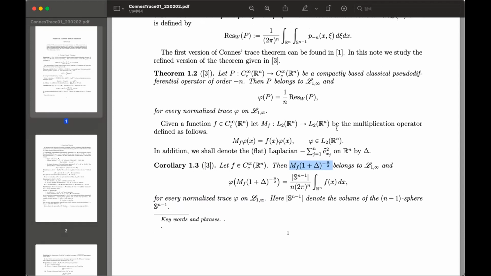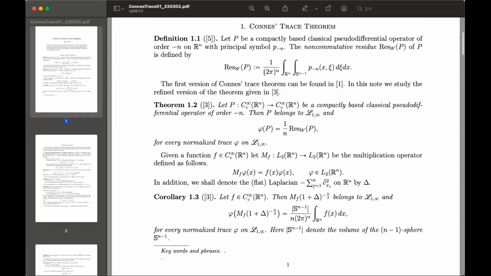I will explain all these things later on. And so if we apply the above theorem to this operator, then whenever we try to compute this integral for this operator, we recover this integral. So the right-hand side is the integration of f times some constant. And as I told you, the left-hand side can just be defined by using only the spectral data of the given operator.